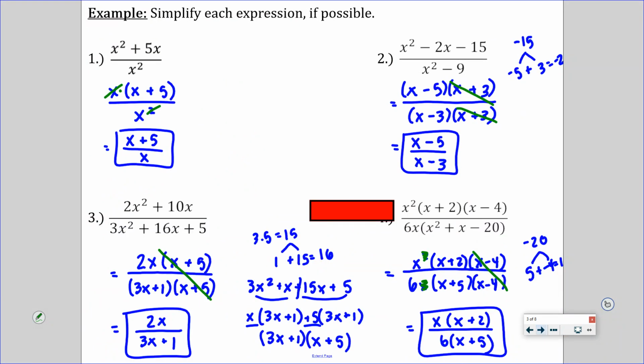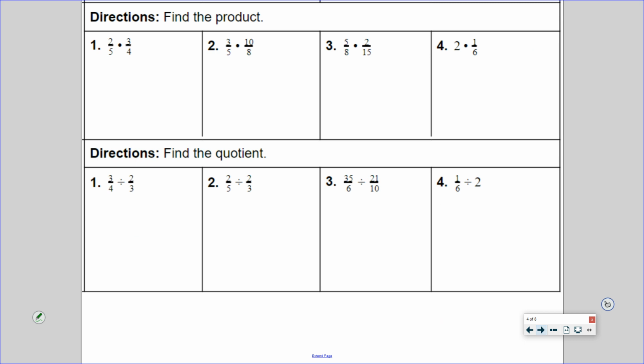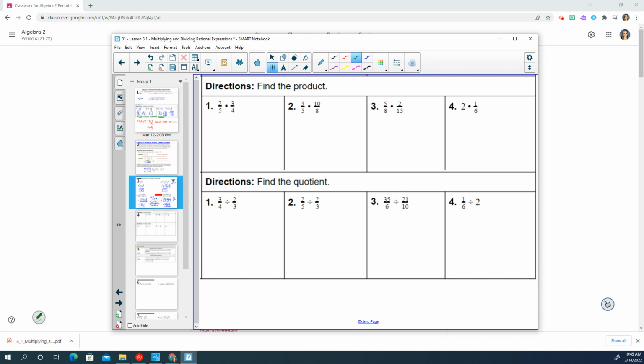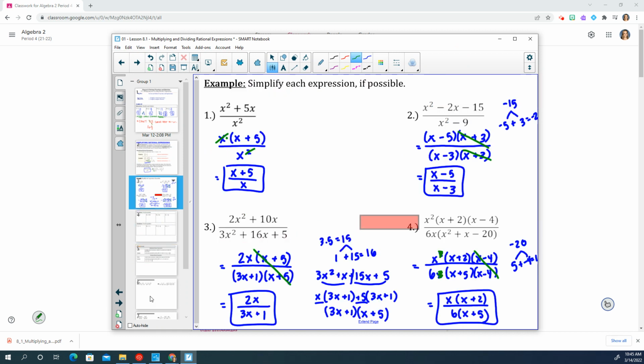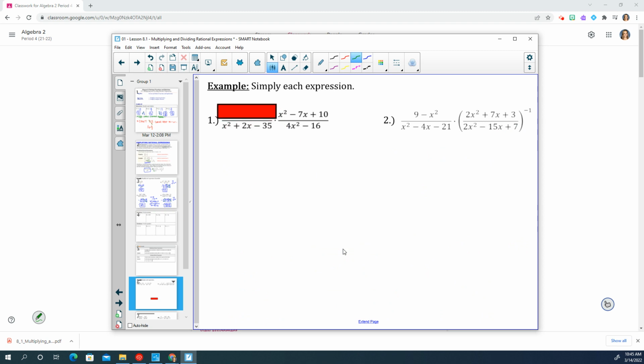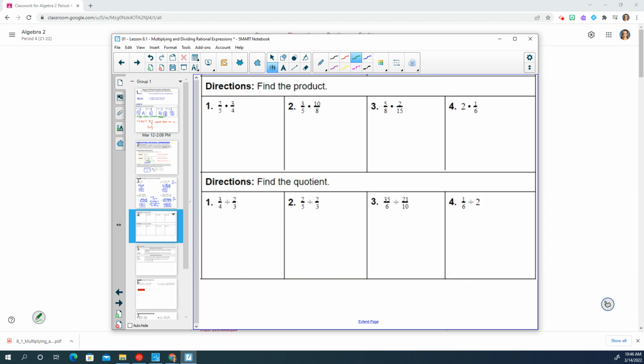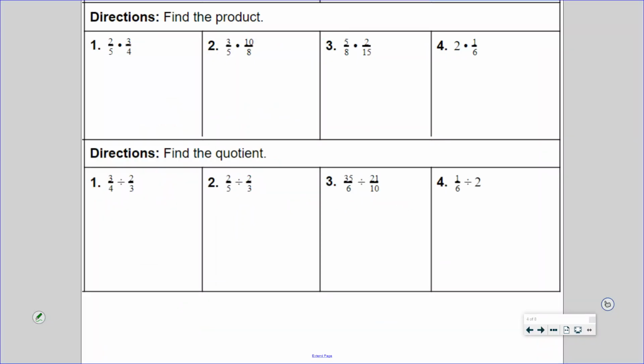Let's see if you guys remember how to multiply and divide normal fractions. For the first 4, I want you to find the product, which means multiply. For the next 4, I want you to find the quotient, which means divide. I'll give you about 1 minute to try those. No calculator. Don't confuse these with proportions. Are we just supposed to do the top one? Both.